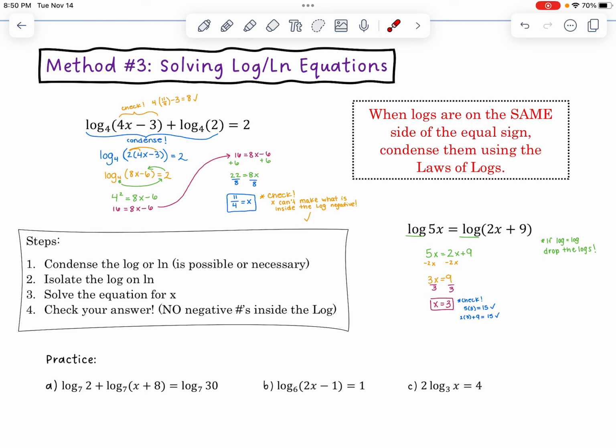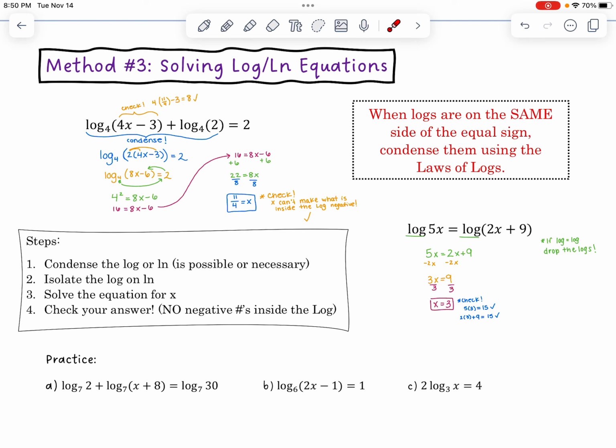And now we can simplify. We know that 4 squared is 16. And then from here, we're going to solve for x. We need to isolate x. So by adding 6 over, dividing both sides by 8, and we get x equals 11 over 4.